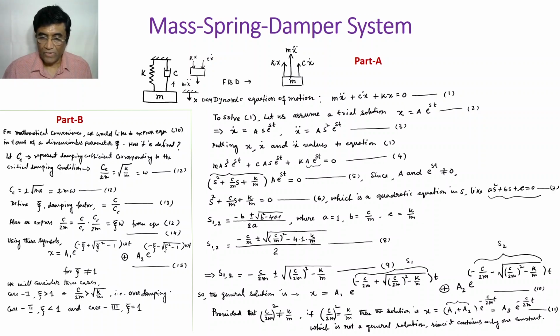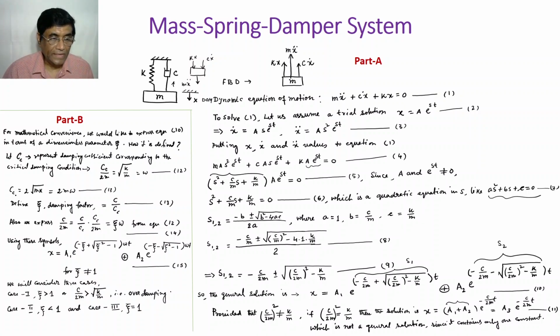So let us see when this is equal to this. Cc represents the damping coefficient corresponding to the critical damping condition. What is the critical damping condition? When the quantity under the discriminant becomes 0. That means c by 2m square equals k by m. We call the system critically damped. So in this situation, the damping coefficient, whatever it is, is Cc, the damping coefficient corresponding to the critical damping situation. And root over of k by m is equal to omega.